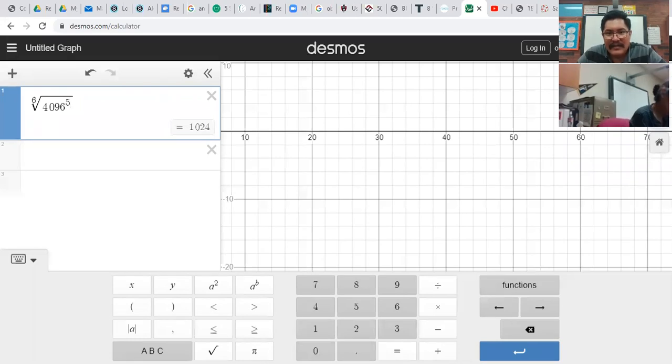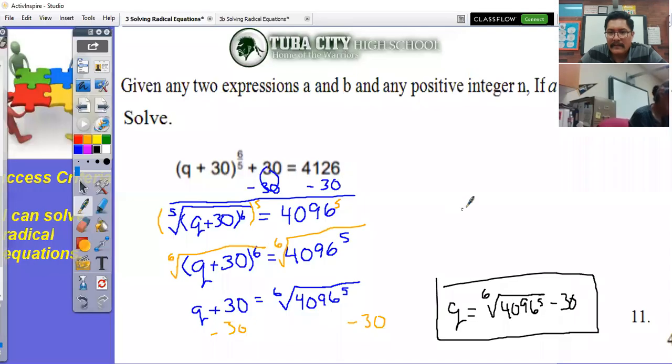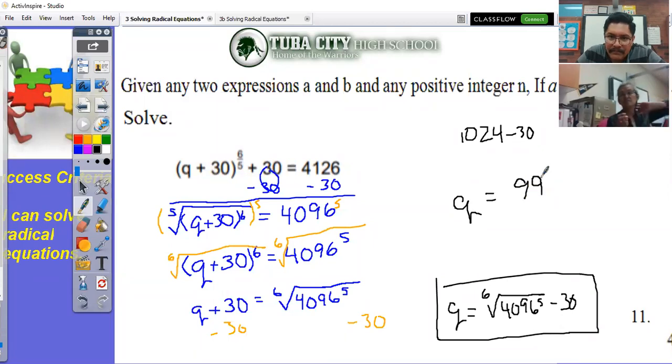And again, if you don't have a calculator, you can leave it like this. But in this case, it would be 1024. Go back to the slide. 1024 minus 30. And Q, if you again have the calculator, it would be 994. Let me double check that. Yeah, that looks about right.